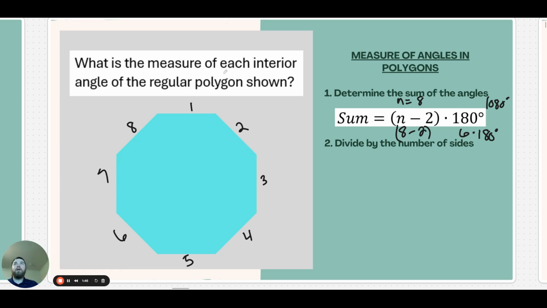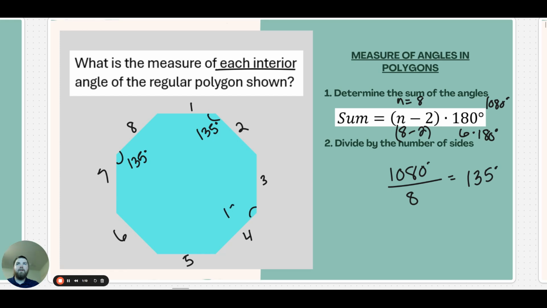Well, then to find out what each individual angle is going to end up being, I just take the sum of them, and now I'm just going to divide it by my angles. So I've got 8 different angles. I've got 1080 degrees. 1080 divided by 8 comes out to be 135 degrees. So that means that this angle right here is just going to be 135 degrees. And so each of these angles here are going to be 135 degrees. So that's what the measure of each interior angle is going to be. So 135 degrees. All right.